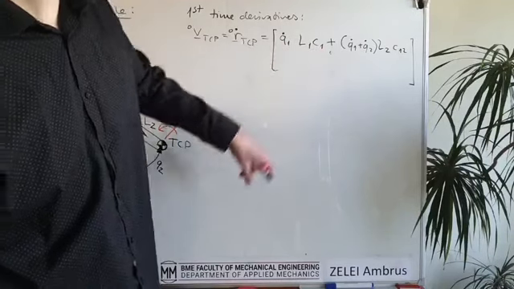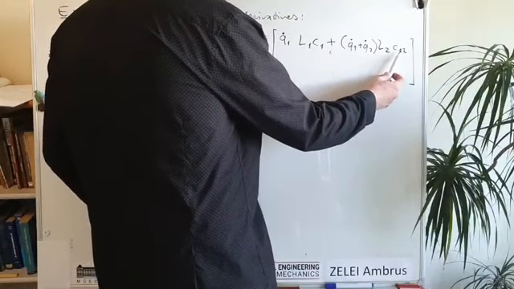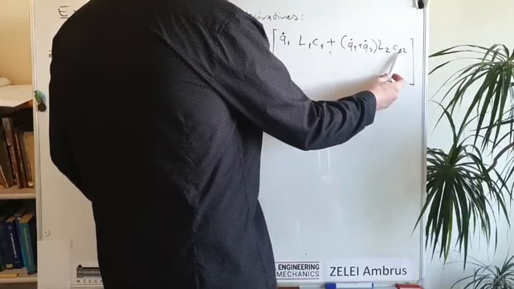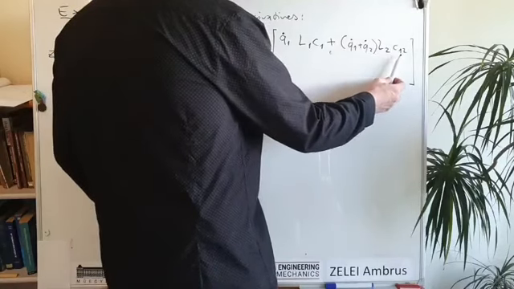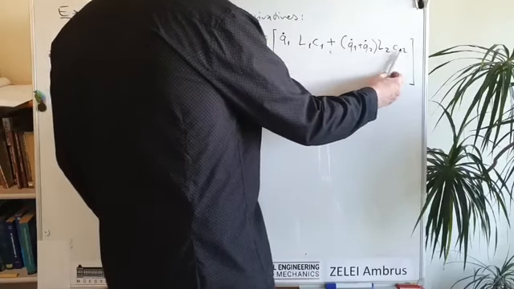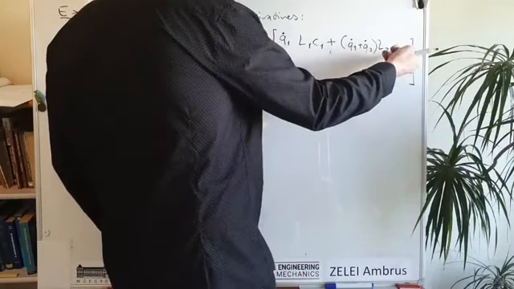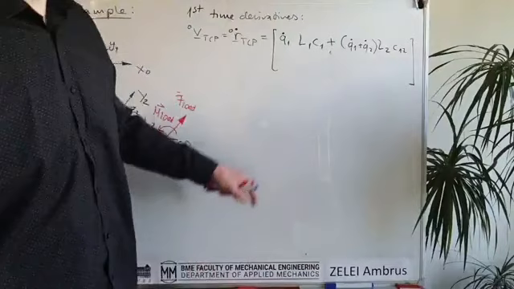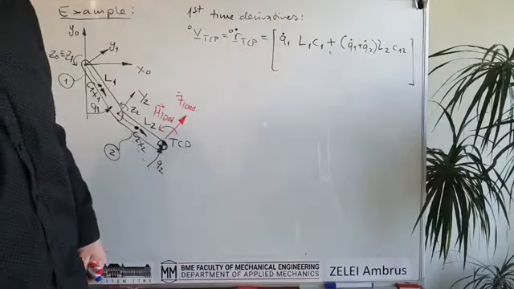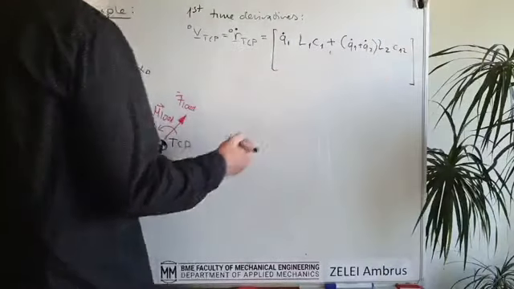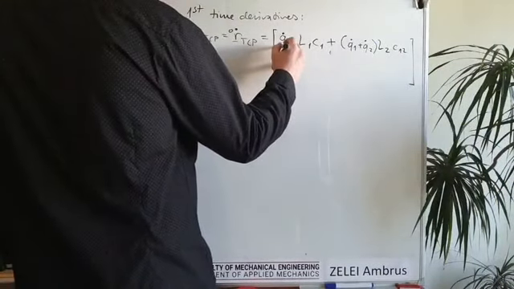So this is how we obtain this. Originally it was L2 times sine(Q1 plus Q2), and the differentiated sine is cosine, and we have to multiply with the time derivative of the function inside the sine, which was Q1 plus Q2, and its time derivative is Q1 dot plus Q2 dot. So it's simply just differentiating everything.